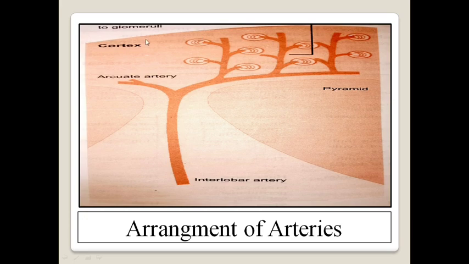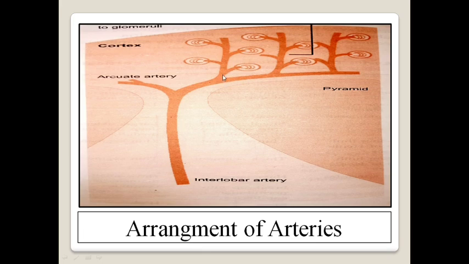All the interlobular arteries combine with each other and form a plexus just beneath the capsule of the kidney, or just beneath the surface of the kidney. So these are the interlobular arteries. The second thing: it has been held that interlobular arteries divide the renal cortex into small lobules.